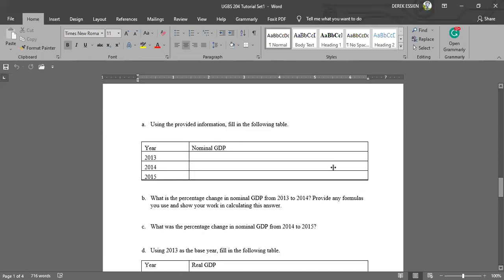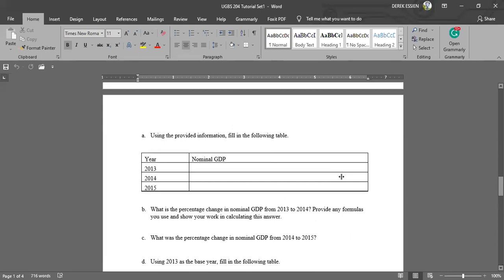So what is the first question? The first question is saying that using the provided information, fill in the following table. Now, before we even do that, what is nominal GDP? What is nominal GDP?